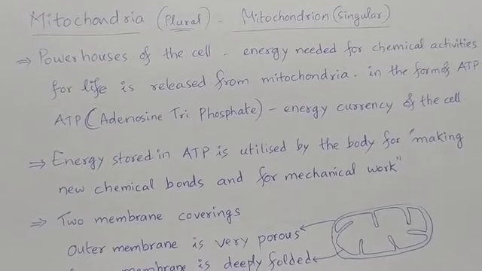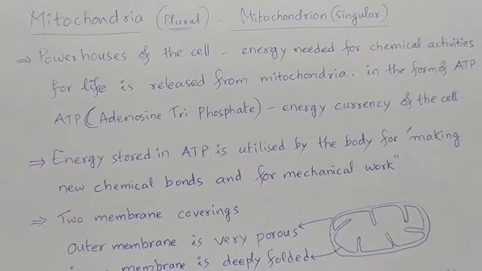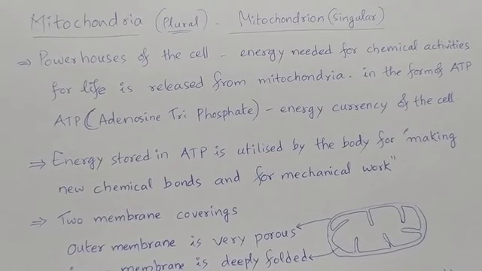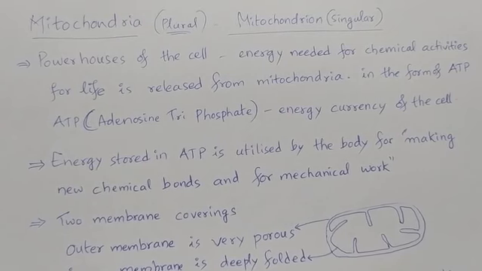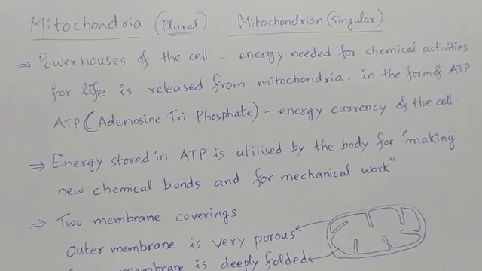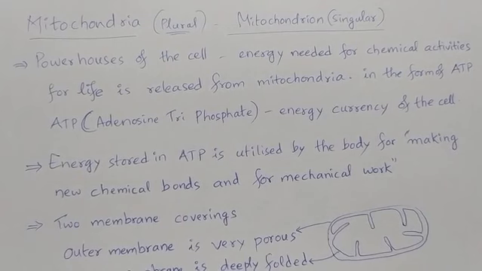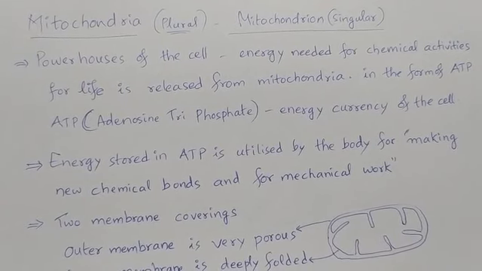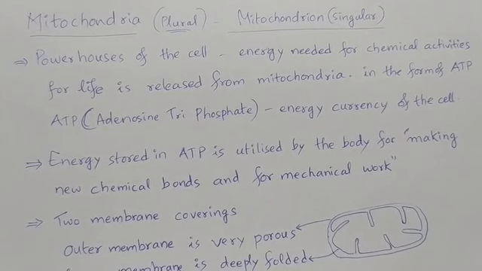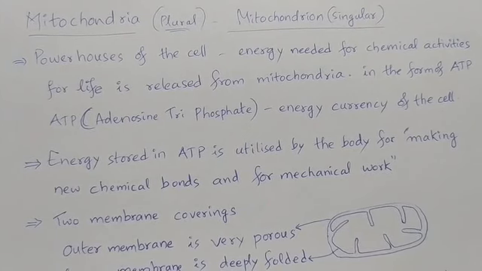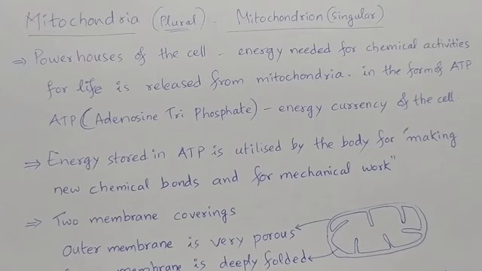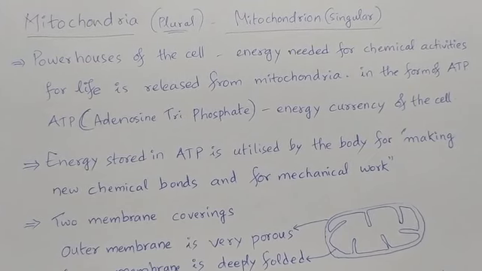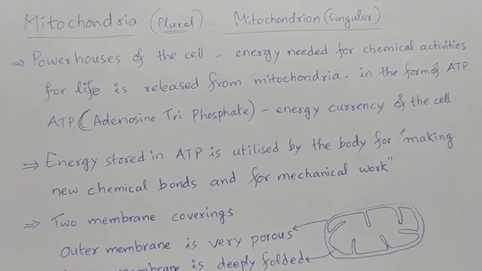Next cell organelle, mitochondrion. Mitochondrion is the singular word. Mitochondria is the plural form. Mitochondria are the powerhouses of the cell because the energy needed for chemical activities for life is released from mitochondria in the form of ATP. ATP means adenosine triphosphate. And this ATP is known as the energy currency of the cell.